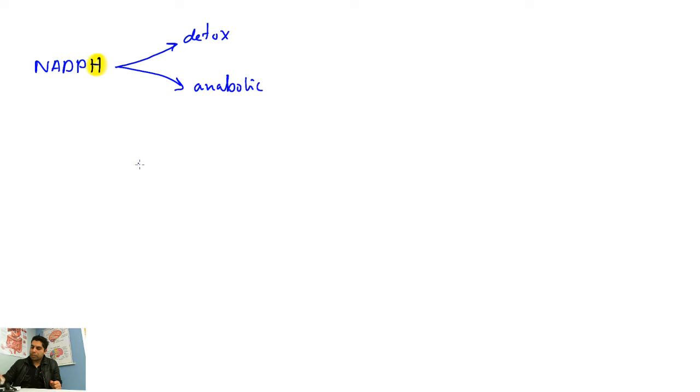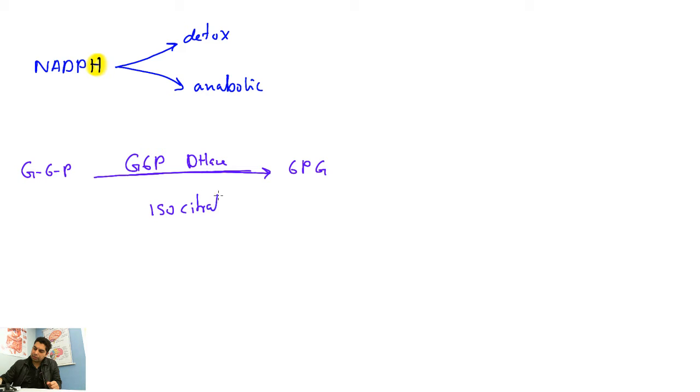The enzymes that produce NADPH: one of them is glucose 6-phosphate dehydrogenase. Correct? What does it produce it from? Glucose 6-phosphate, and it gives you 6-phosphogluconate. There's one more enzyme, isocitrate dehydrogenase. What does it do? It takes isocitrate and converts it to alpha ketoglutarate. Very good.